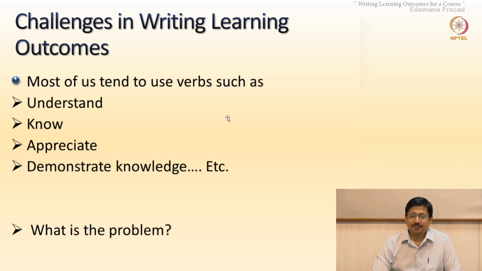Even though they are verbs, some of them or most of them are not observable or measurable. So there is a problem in using certain verbs. In other words, all verbs may not be suitable for writing your learning outcome.